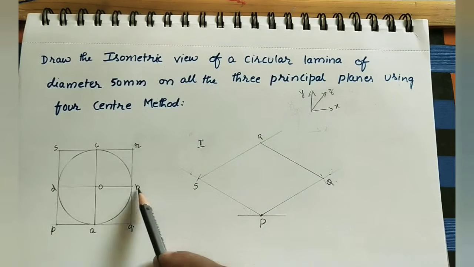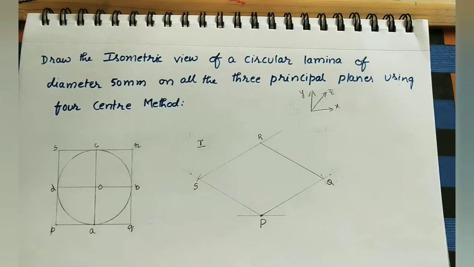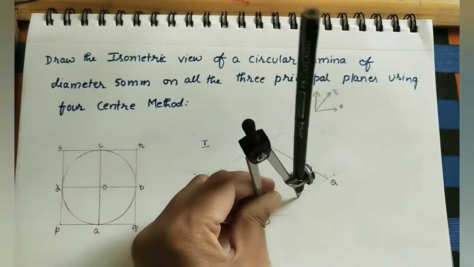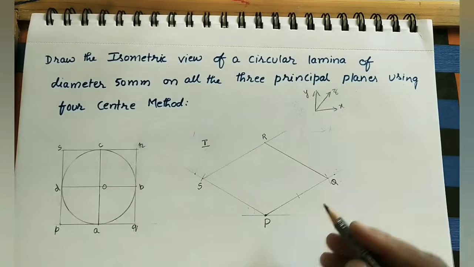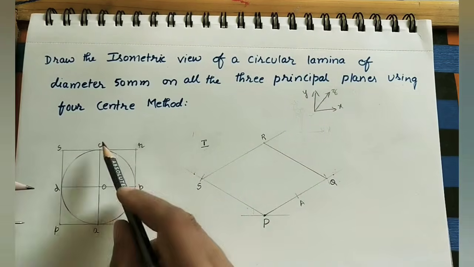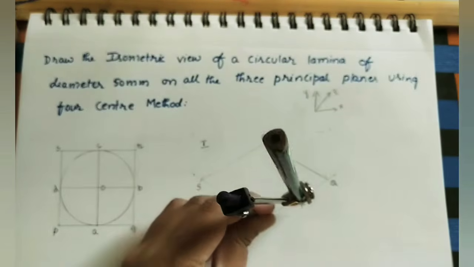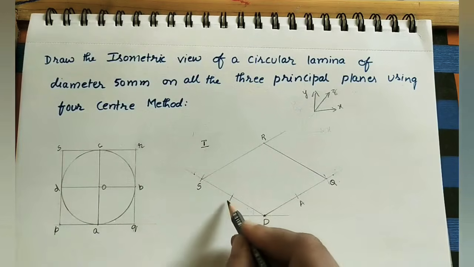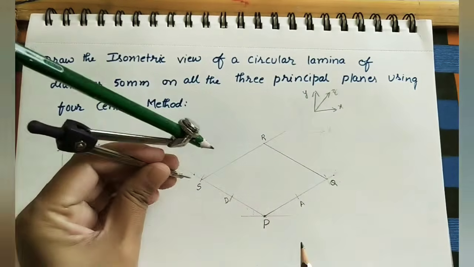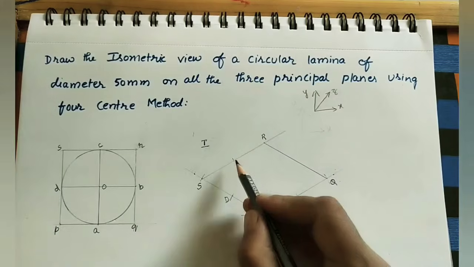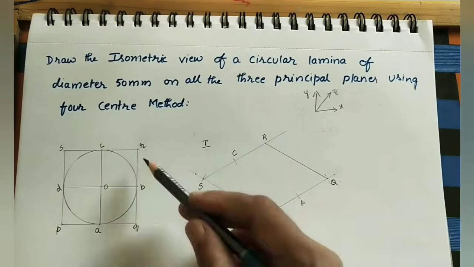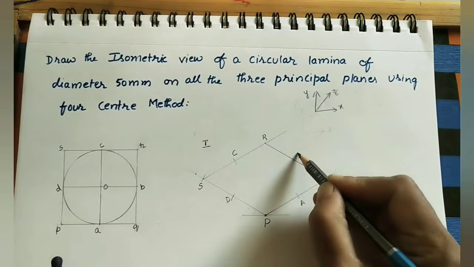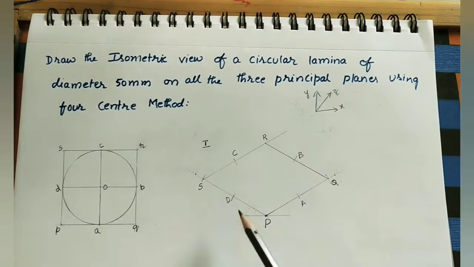After that, mark these midpoints using the compass. Take this PA length, mark on PQ. So this is the middle point A. These are all middle points. Whatever length here, take the same length on this side. On PS, the middle point is D. Take the same length, with S as center, draw an arc. This point is C, and B is on QR. With Q as center, mark B. So we got all the middle points.